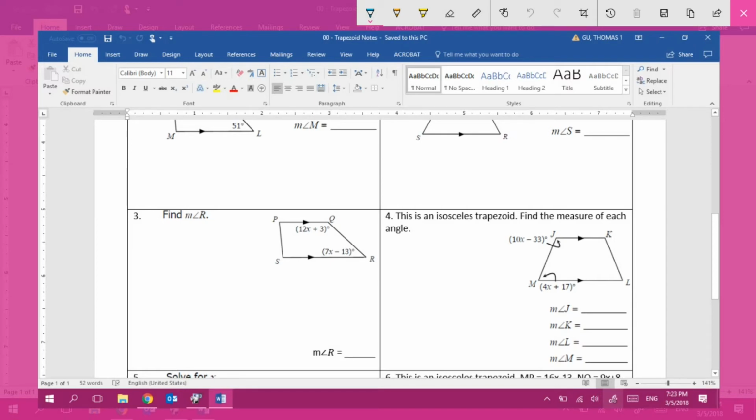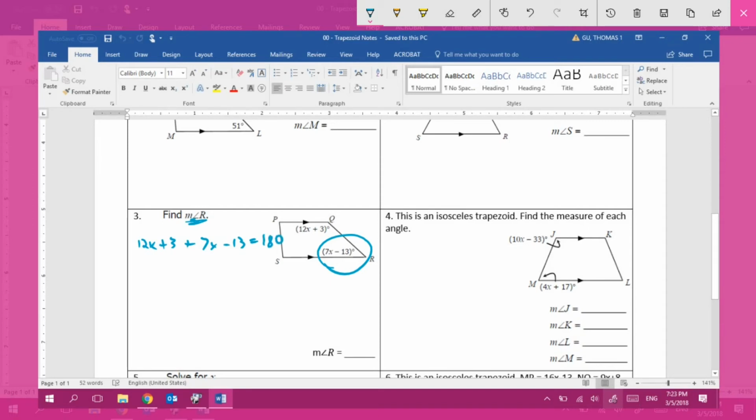Remember, the two same side interior angles, or the consecutive ones, these two add up to 180. So what equation could I write to find x, which is going to eventually give me the measure of angle R? It's going to be 12x plus 3 plus this angle down here, 7x minus 13, equals what? 180. That's right.